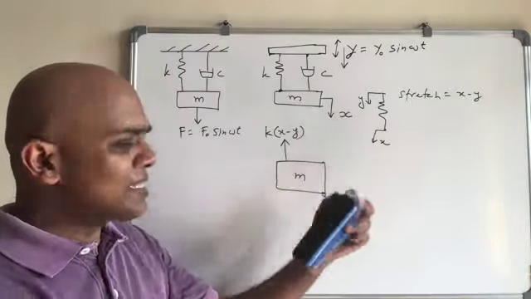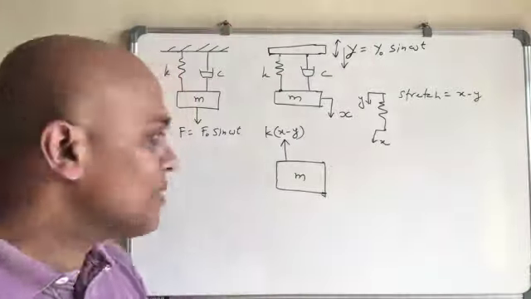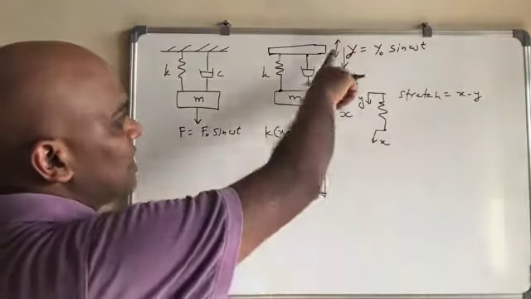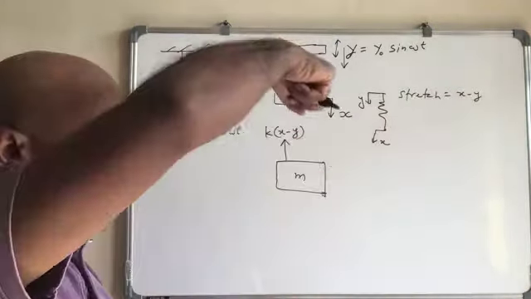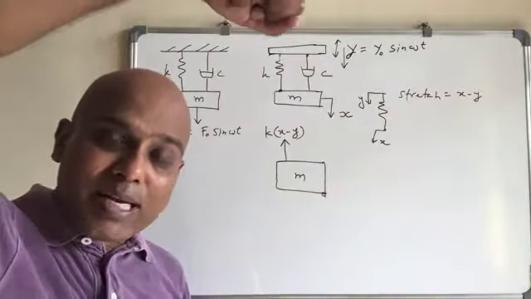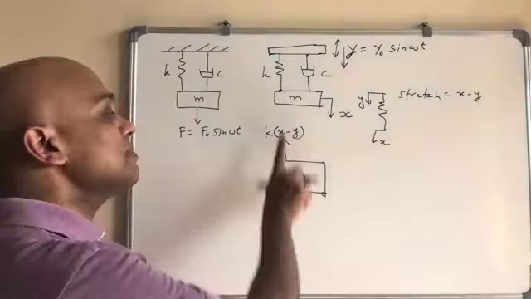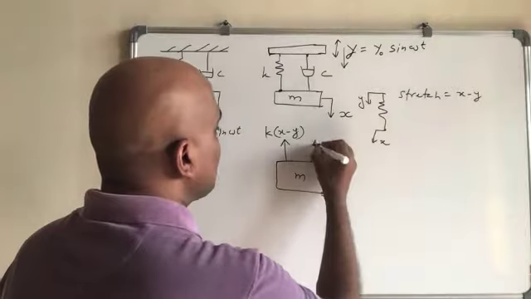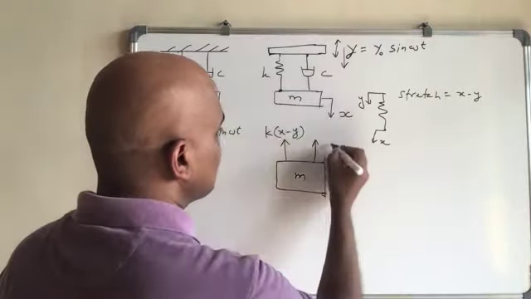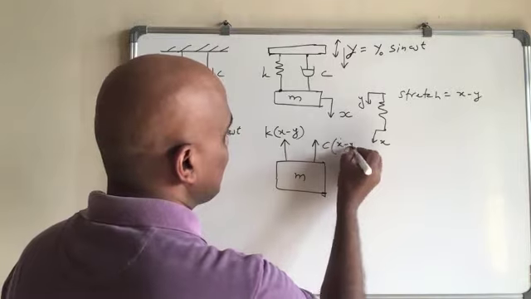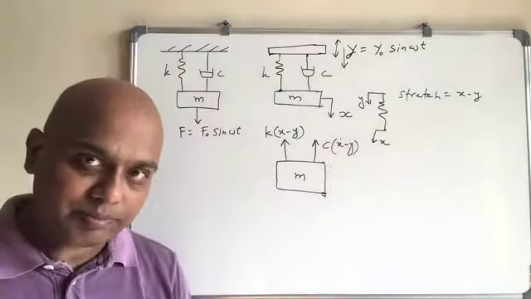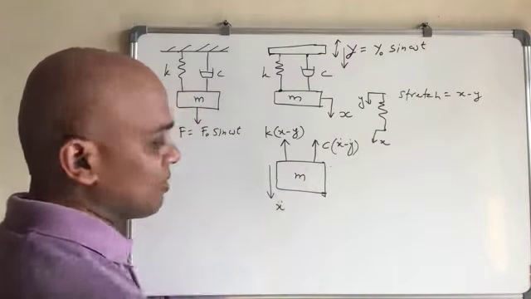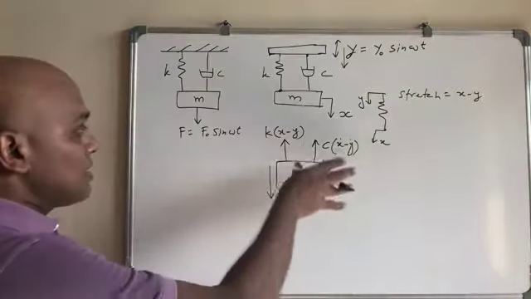Since it is a stretch, this will try to pull it up. A spring will always resist the displacement. So displacement is downward, x minus y is the stretch, and since this is a stretch, the spring will be in tension. Since it is in tension, the force will be upward, k times (x minus y). Similarly, the same logic applies for the damper force: it will be c times (x dot minus y dot), upward. And the x double dot is downward.